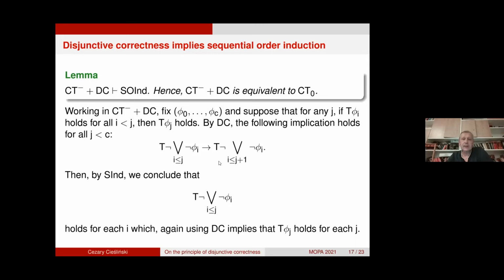And because of this, we can use sequential induction. We are in the course of proving sequential order induction, but we already know that DC out proves sequential induction. By sequential induction, we can conclude that this holds for each i, and again by disjunctive correctness, this implies that each phi j is true.